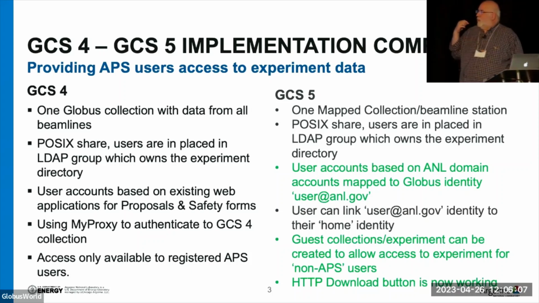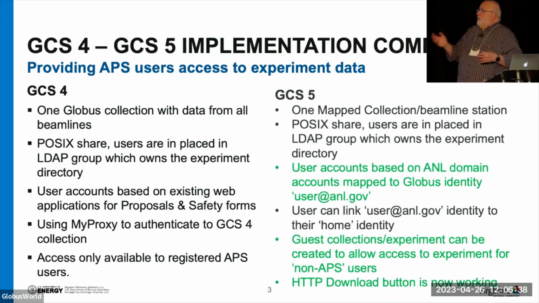So with GCS4, we had created one collection and we shared data to all of our different beam lines with that one Globus connection. As we're moving to GCS5, we're looking to create one mapped collection for each of our beamline stations. Part of the reasoning there is if for some reason we run into some bottlenecks and so forth, we need to split things up into different endpoints. It frees us up to do that.